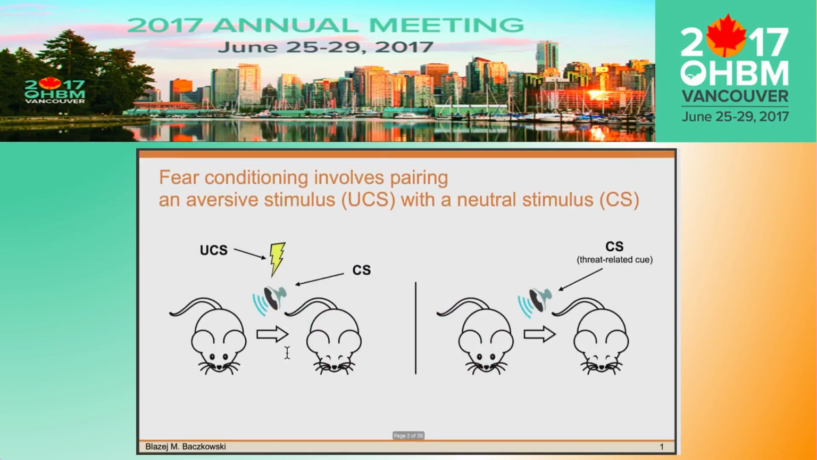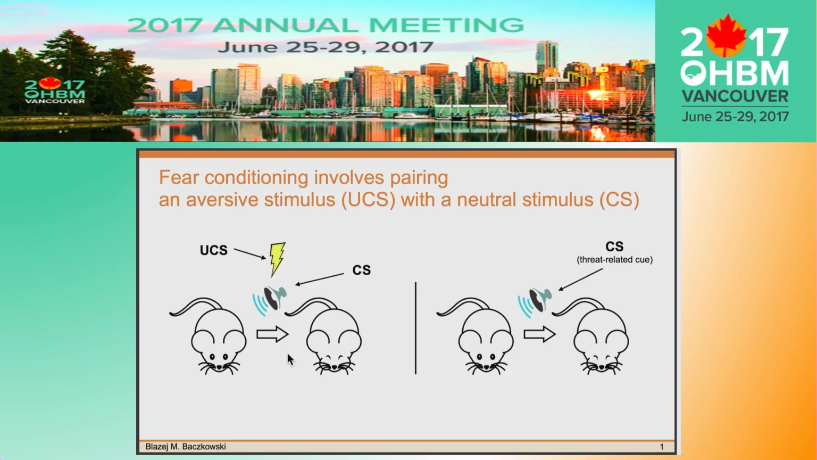Okay, perfect. So one of the most widely used paradigms to study such behavior is classical Pavlovian fear conditioning. Fear conditioning is a form of associative learning in which an aversive stimulus, such as an electric shock, is paired with a neutral stimulus, such as a tone. As a consequence of this association, the neutral stimulus, the so-called conditioned stimulus, elicits a fear response because it serves as a cue that signals the presence of potential danger to the organism.